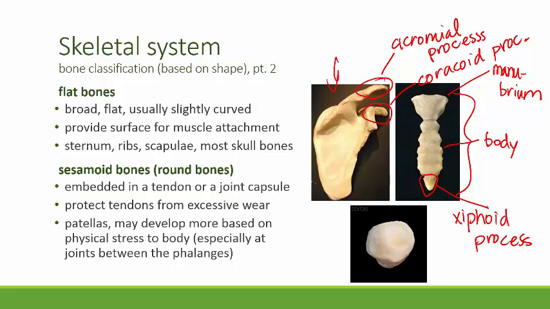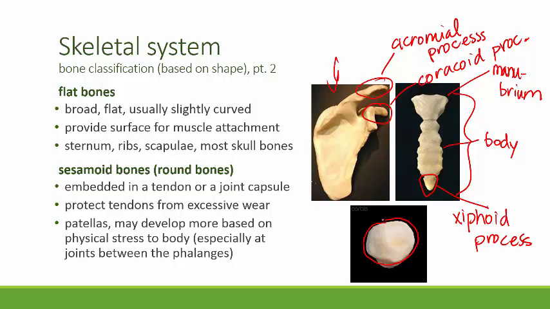Sesamoid bones are a 4th category of bones, and these are bones that are found embedded in tendons or associated with a joint capsule, and they're round. So I think of sesamoid bones like a sesame seed is kind of roundish. They have that round shape. Now, the patellas, the 2 kneecaps, are examples of sesamoid bones, and they're the only sesamoid bones that we know for sure are going to be in the body.